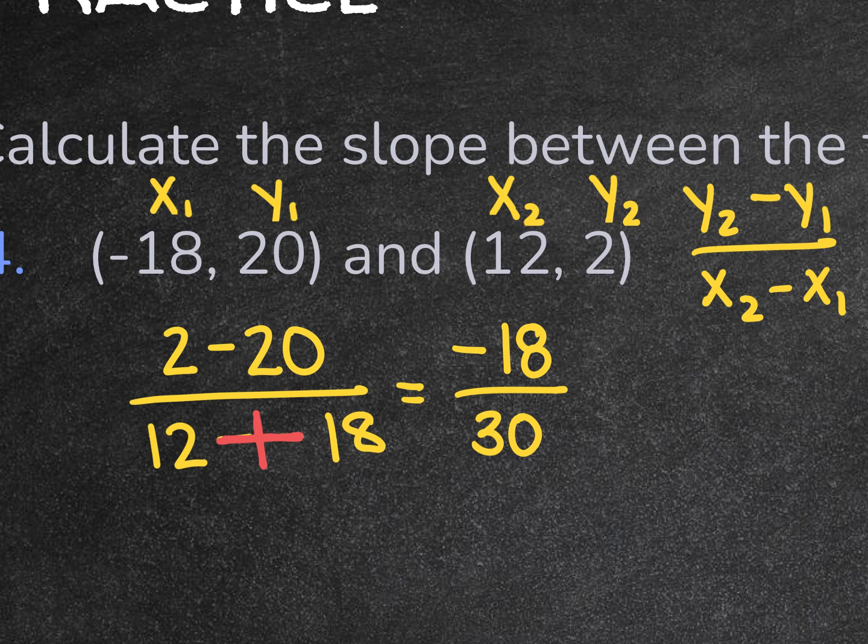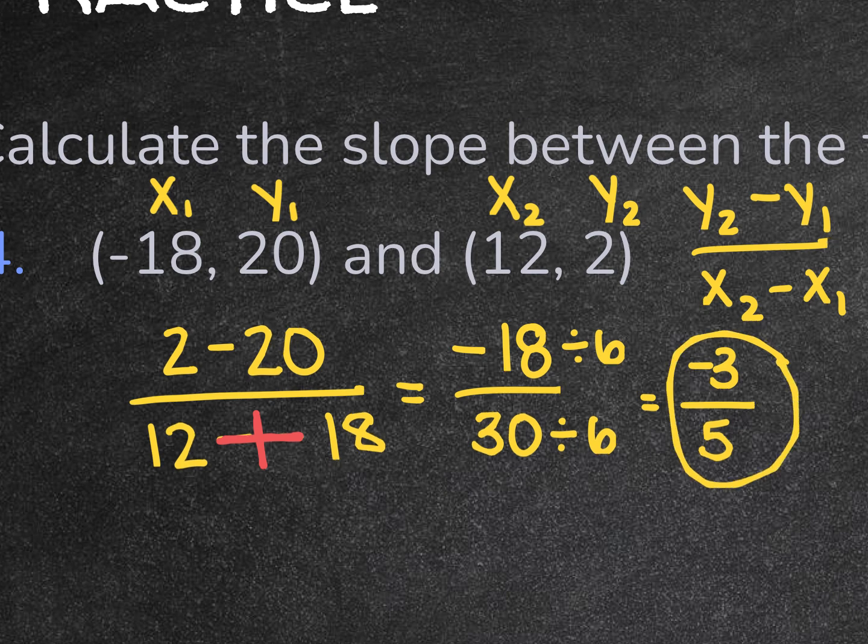I can simplify this fraction by finding a number that divides both of those. So the same number that divides both of those is 6. So I'm going to simplify that fraction by a 6. When I take negative 18 divided by 6, that gives me negative 3. And when I take 30 divided by 6, that gives me 5. So my slope is negative 3 over 5.